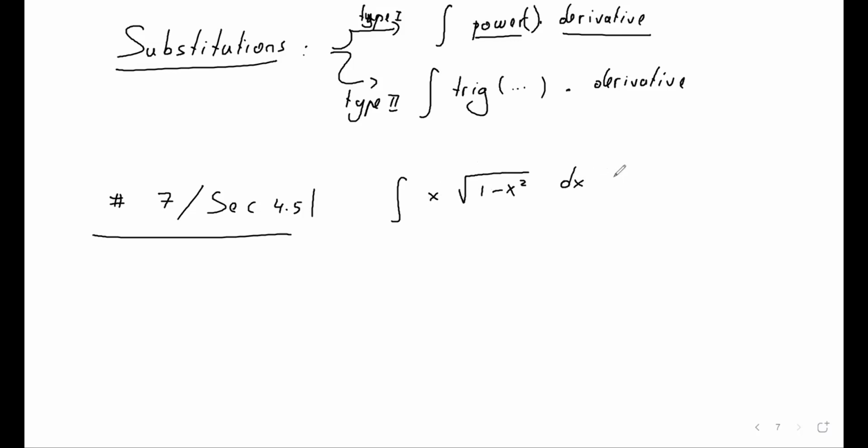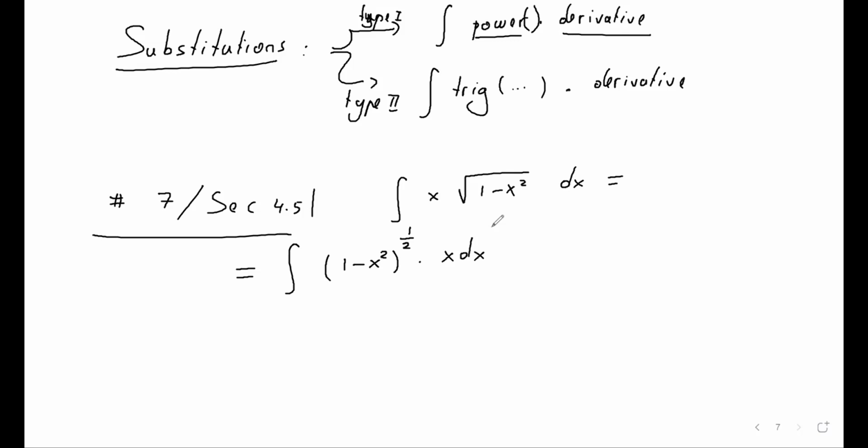All right. So let's recognize the type of problem first, folks. Let's recognize power times derivative. It's fairly obvious that it's a power because of this radical here. So let's move things around a little bit. So instead of square root of that, I'll say 1 minus x squared to the 1/2, right? And then we're gonna say times x dx.